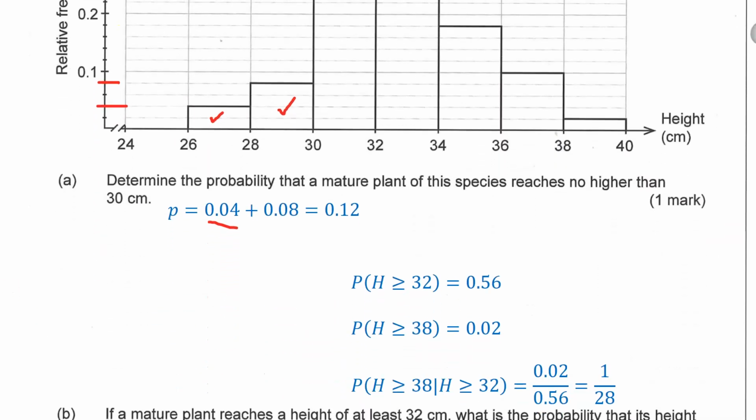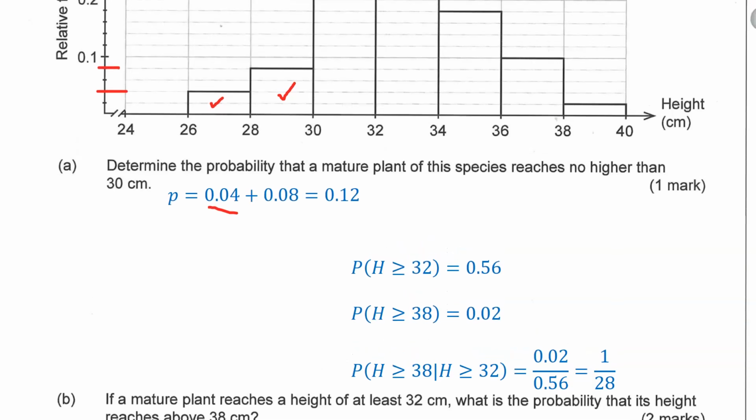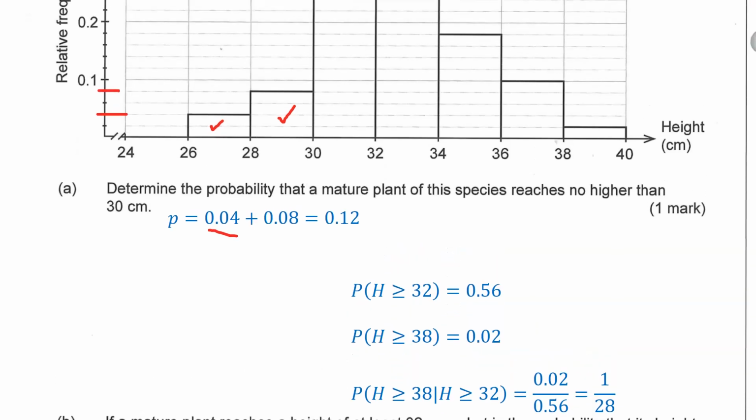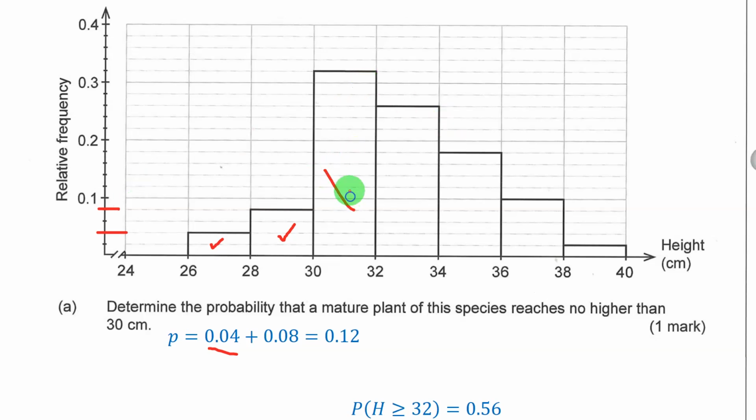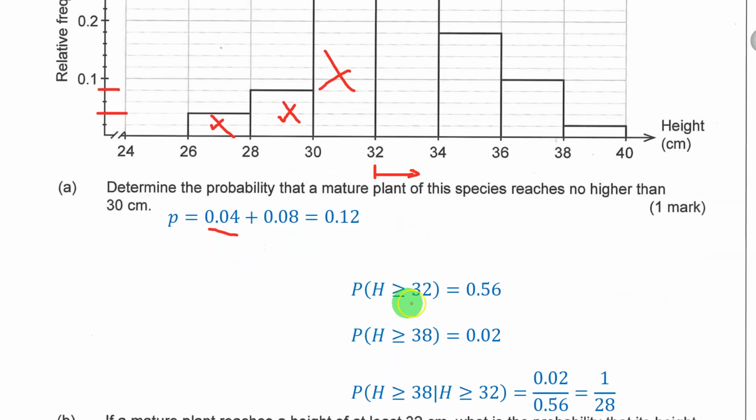Then to move on to the second part: if a mature plant reaches a height of at least 32, what's the chance its height reaches above 38? So we've got another conditional probability happening here. Given that it reaches at least 32, we're not interested in any of these plants over here, we're just interested in 32 and upwards. So that's the first thing we need to calculate here, the probability that the height is greater than 32.